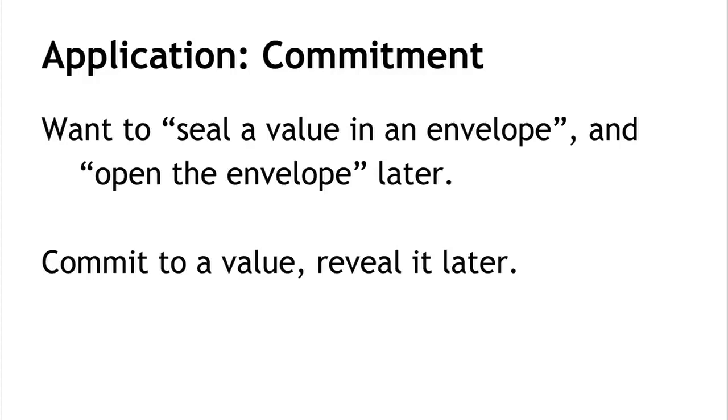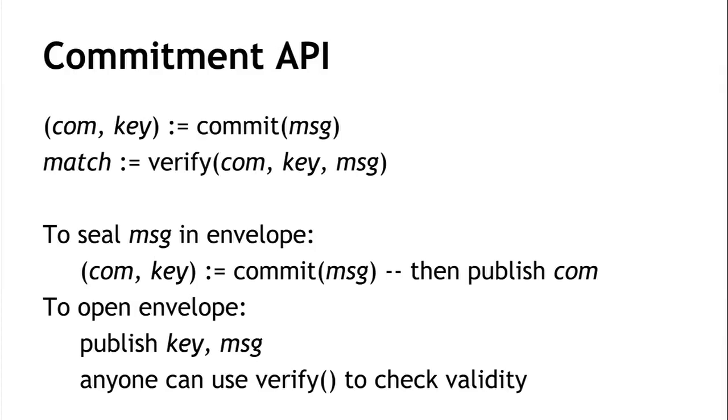So to be more specific about what is the API that we're going to provide here, the commitment API looks like this, that there are two things you can do. First, you can commit to a message, and that's going to return two values, a commitment and a key. Think of the commitment as the envelope that you're going to put on the table, and the key as a secret key for unlocking the envelope.